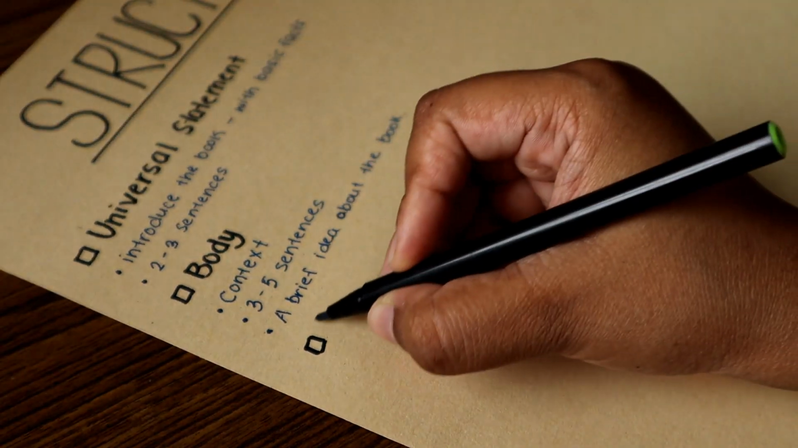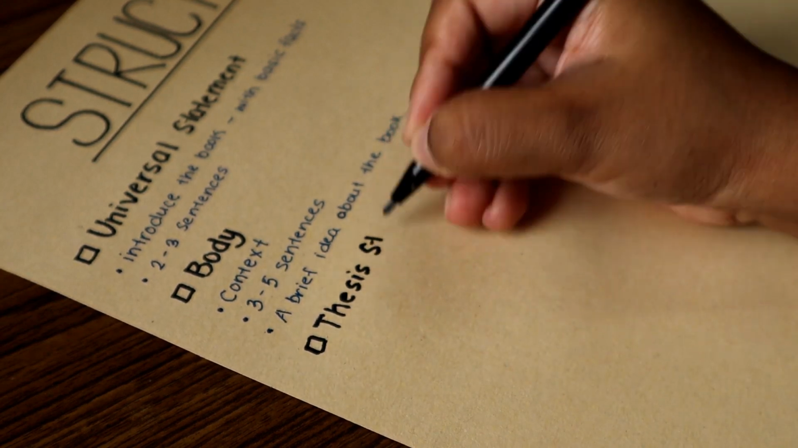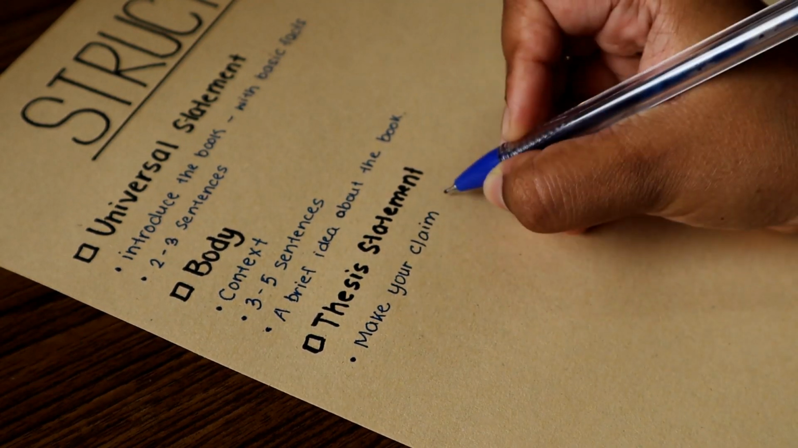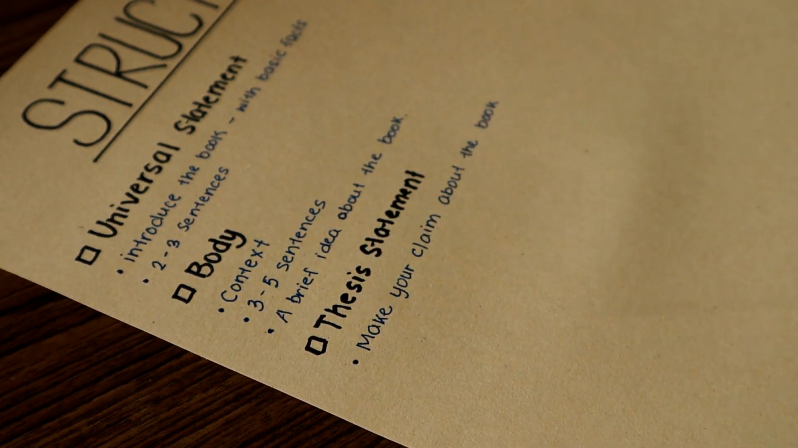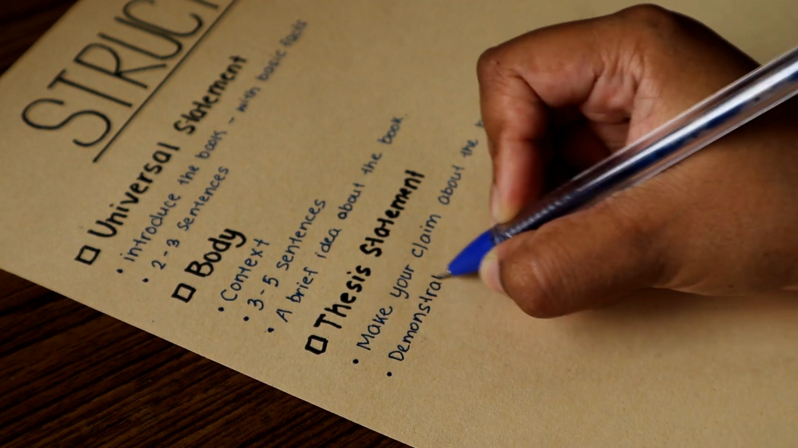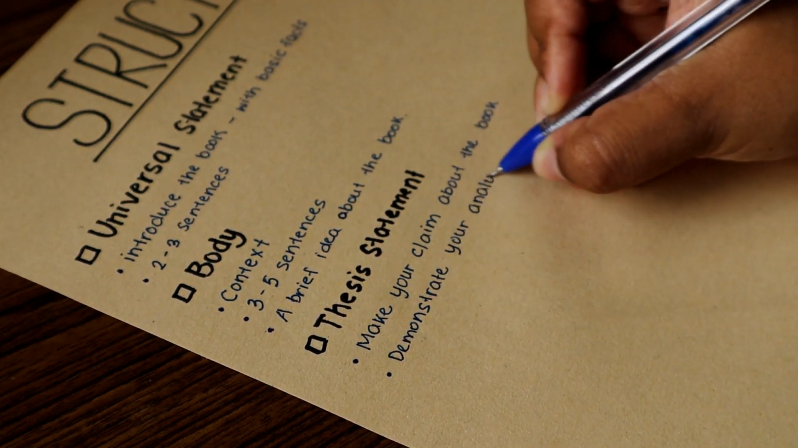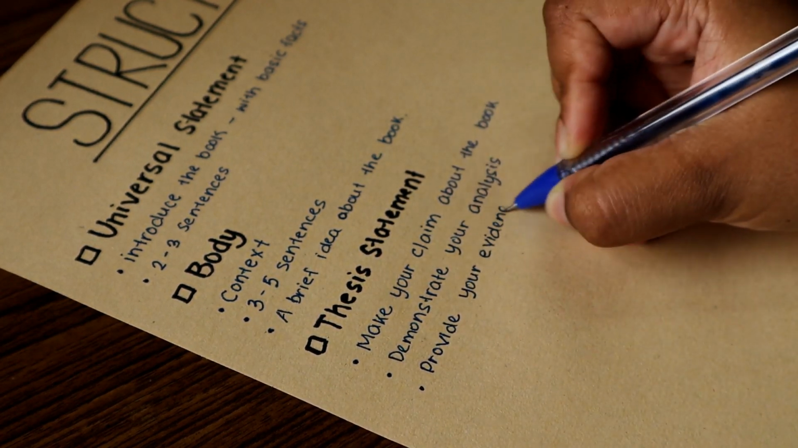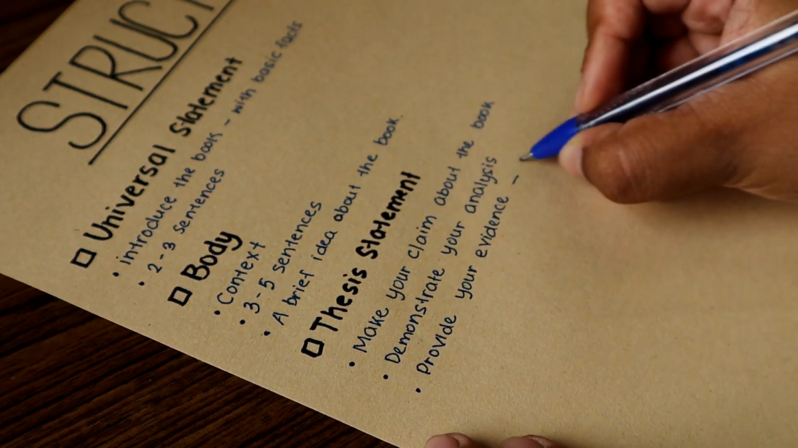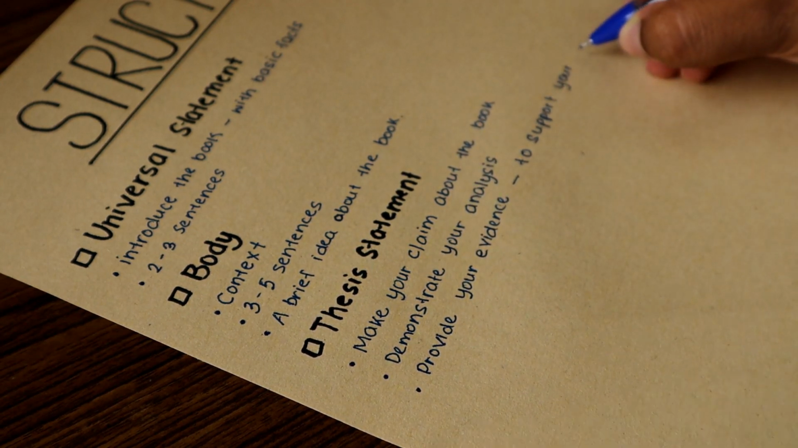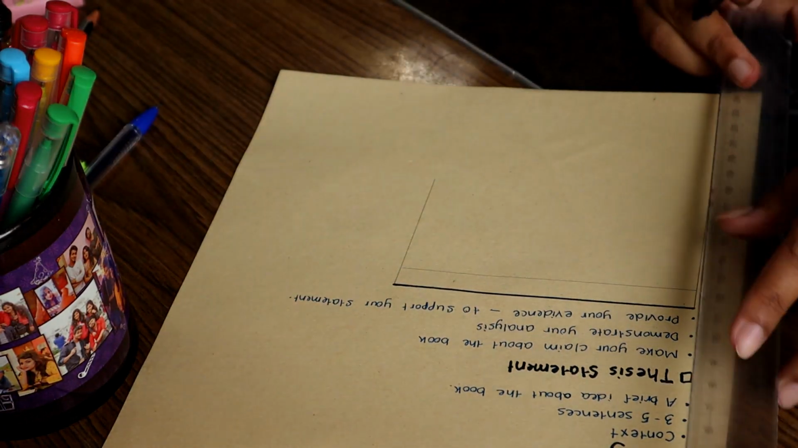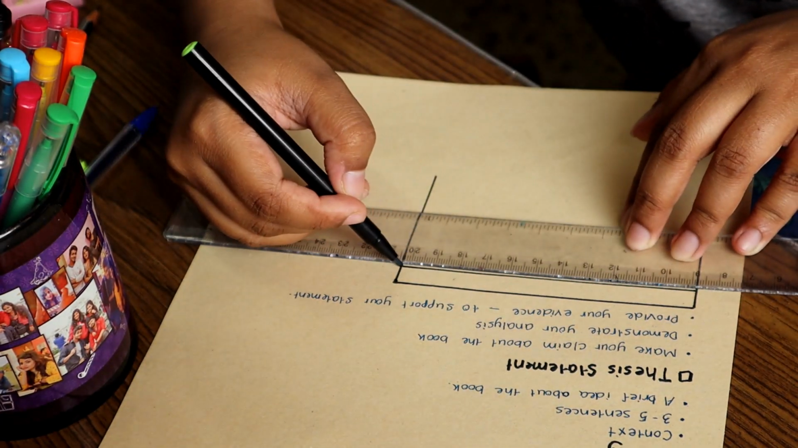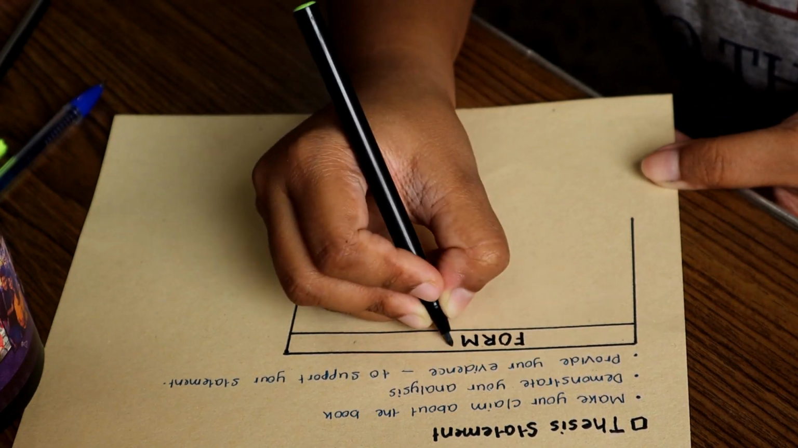Now after the body comes the thesis statement. This is where you have to shine. This is where you have to show that you did your homework correctly. So what is the thesis statement? This is where you make an argument, where you make your claim about the book, okay, and you will demonstrate your analysis of the book in this part, and you will provide all the evidences that will support your statement. So all the evidences that you highlighted while reading, those will come over here. Now let me just show you the format of this thesis statement so that you will be able to write your essay and practice it as well.